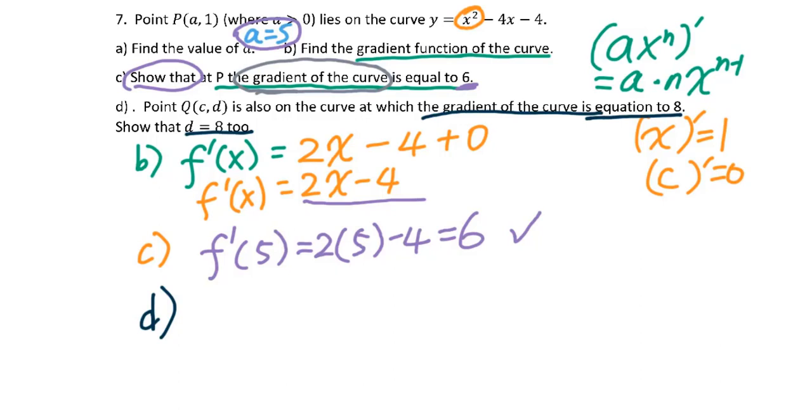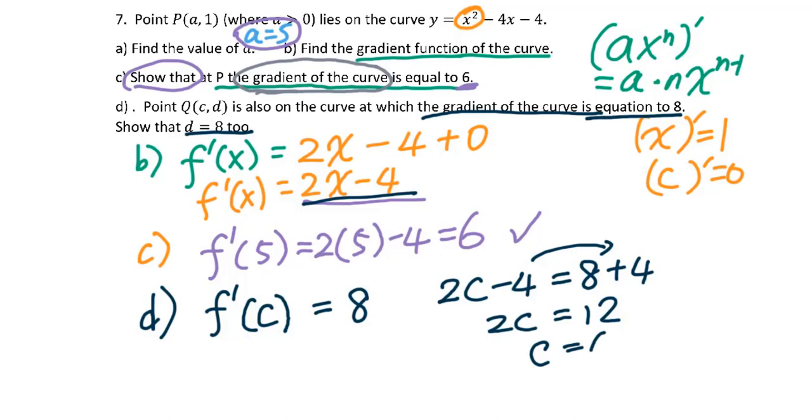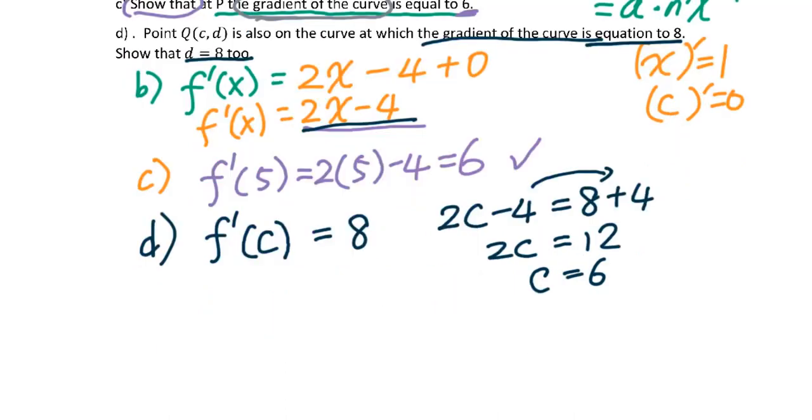Gradient, that means we need f prime of c. You are supposed to get 8. So we plug in here: 2c minus 4 equals 8. 2c equals, add 4, cross the equal sign, change sign, 12. c equals 6. We need to show that d equals 8.